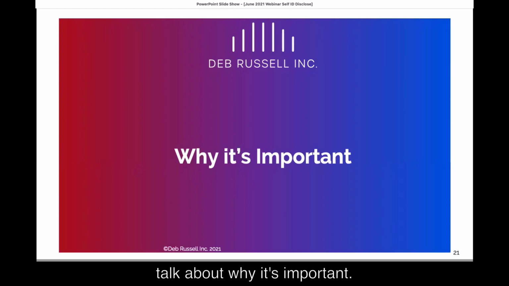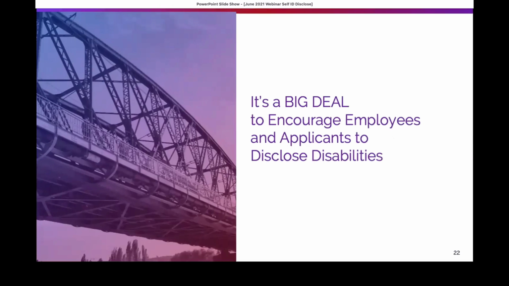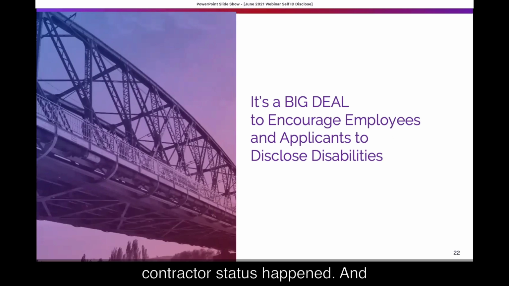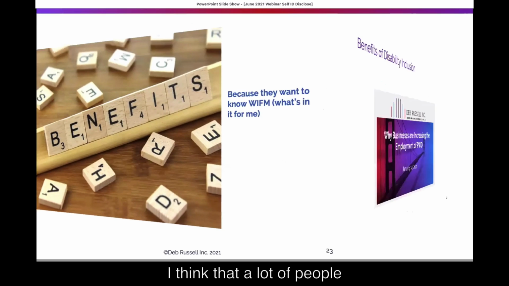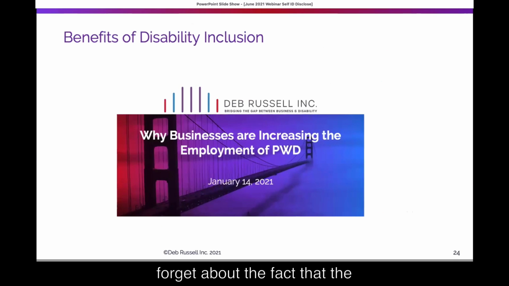So let's talk about why it's important. It's a big deal. It's a huge deal. It was a big deal at Walgreens before federal contractor status happened, and it's a big deal now. It's a big deal because people want to know what's in it for them. Where are the benefits in this? I think a lot of people forget that the company's going to get benefits, like I described in the January webinar. All of the benefits that companies experience by employing more people with disabilities are the company's benefits. But what's the benefit for the individual who's providing that information?